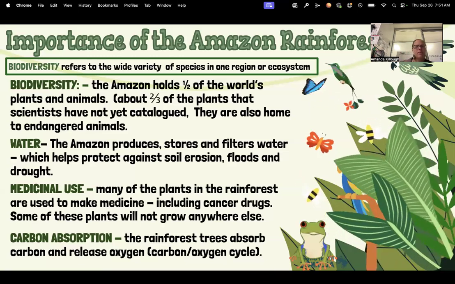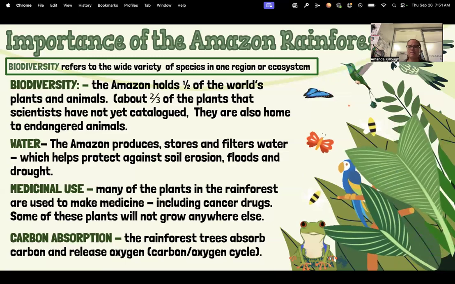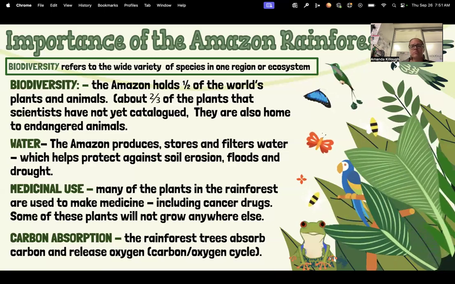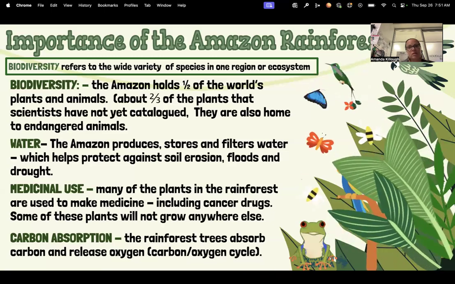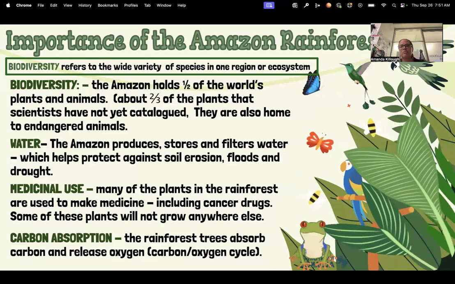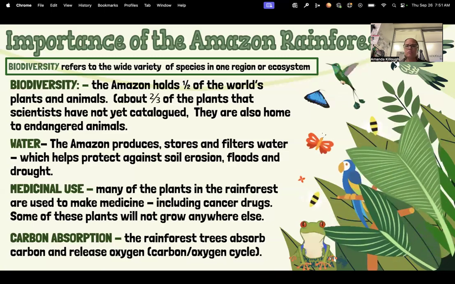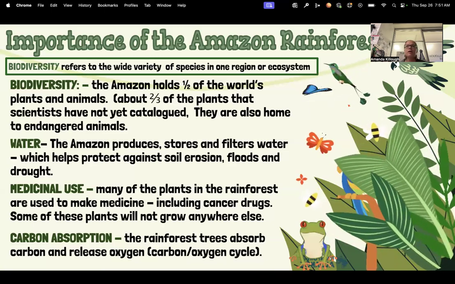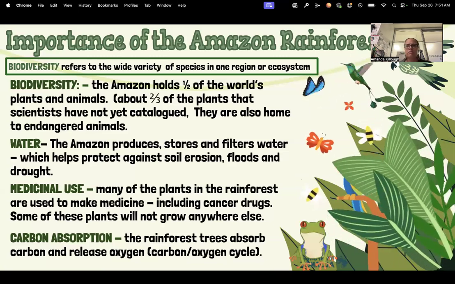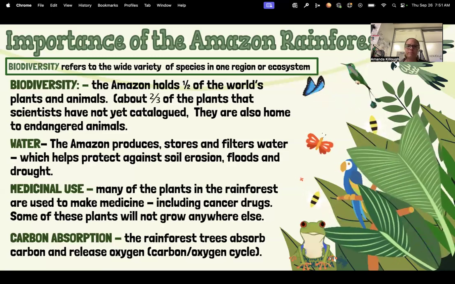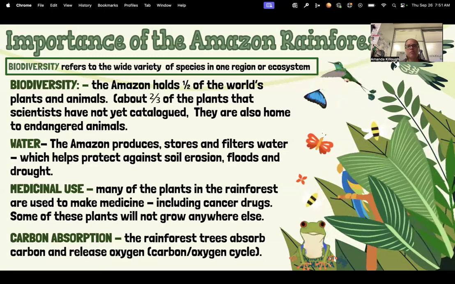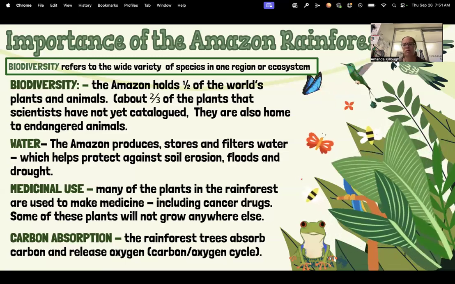And then medicinal use. Many of the plants in the rainforest are used to make medicine, including cancer drugs. That's kind of important. Those are the big ticket items that we're trying to tackle. Wouldn't it be amazing if we could tackle all of those cancer things that wipe out loved ones before their time? Or some drug that helps with Alzheimer's.